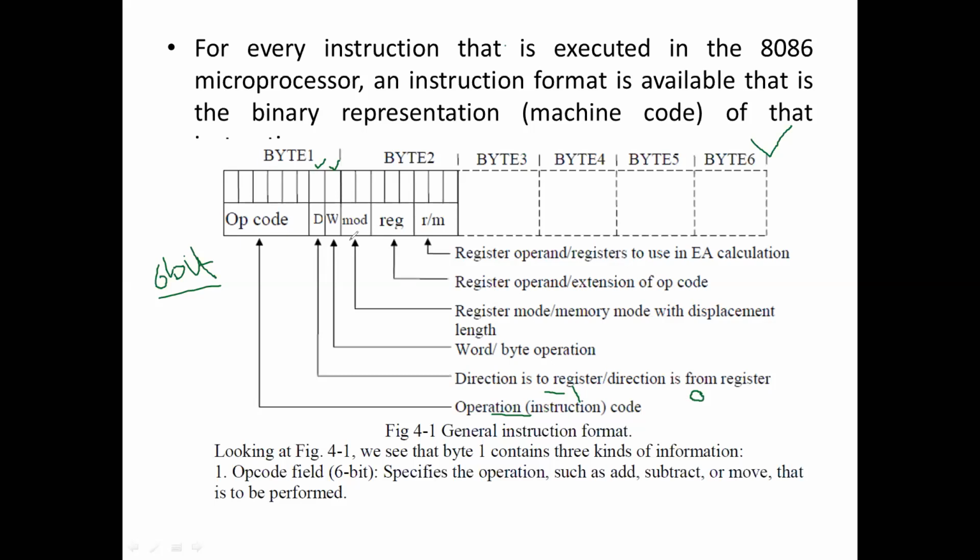Now next, the last bit of the first byte is W. W is for word or byte operation. In 8086 we know that we can perform 16-bit operations and we can perform 8-bit operations. We can perform either one of these. So if we perform an 8-bit operation, this bit should be 0. If we perform a 16-bit operation, this bit should be 1.